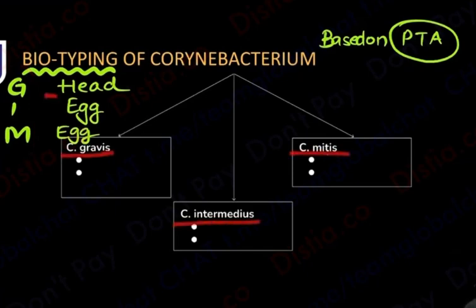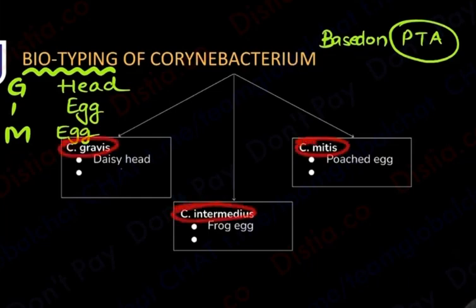Gym is done. Head means the first one shows you daisy head colonies. And egg means go in alphabetical order. One shows you frog egg colonies, one shows you poached egg colonies. So F will come first, P will come later. Simple. People who go to the gym: gravis, intermedius and mitis; in their head, that is daisy head; they have egg, that is frog egg and poached egg.